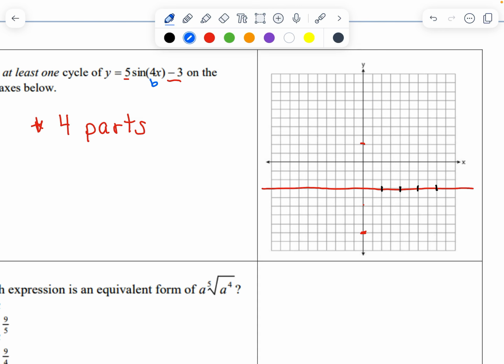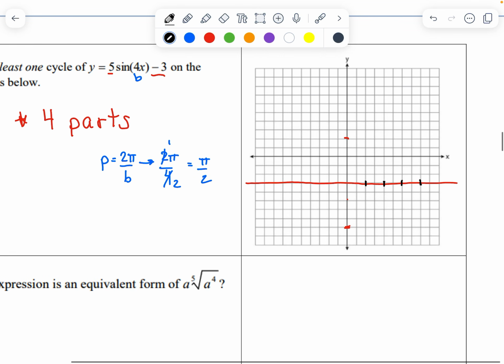This is B. So your period is equal to 2 pi over B. So 2 pi over 4. If we simplify this, we get pi over 2. And this is the only thing that we need to label. It's just the length of the curve. So I'm going to put that at the last tick mark. And now I'm ready to actually graph it.